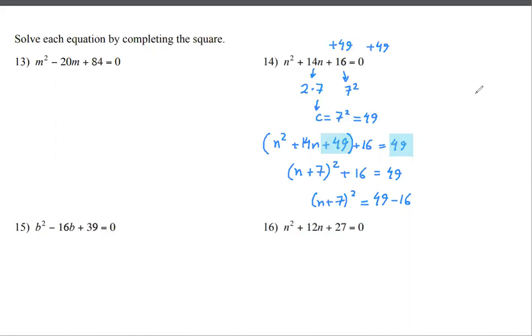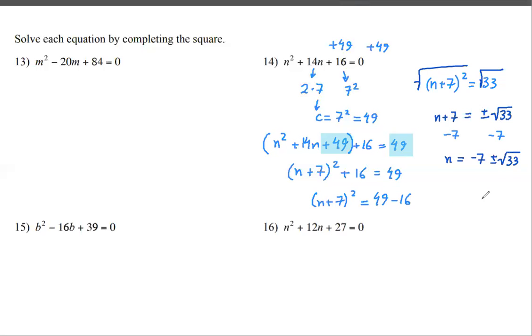Get ready now. 49 minus 16 is 33. So you can write n plus 7 squared is 33. Now we need to square root it. So when we square root both sides of the equation, the solutions for n plus 7 are going to be plus or minus square root of 33. This is similar to learning objective number 1, when we solve quadratic equations by square rooting. So this is what we expect to have. Now, minus 7 here, because we want to isolate n, and finally we get n equals minus 7 plus or minus square root of 33.